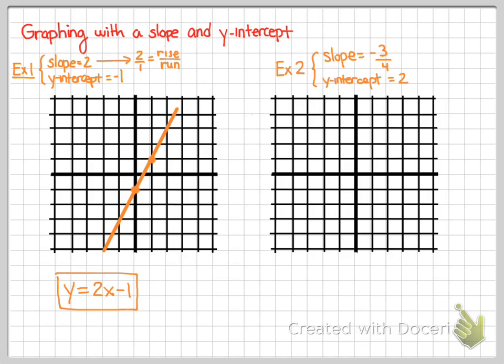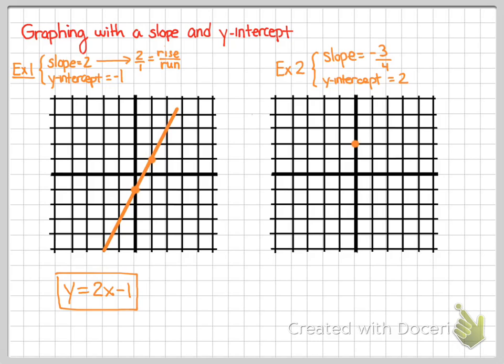So let's take a look at example 2 and see if we can handle that. In example 2, our slope is -3 over 4 and our y-intercept is 2. So again, what do we plot first? That's right, the y-intercept. So the y-intercept of 2 means I go on the y-axis up 2 from the origin. And I'll plot my point.